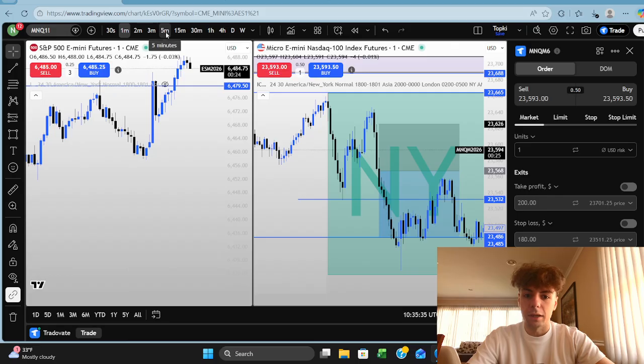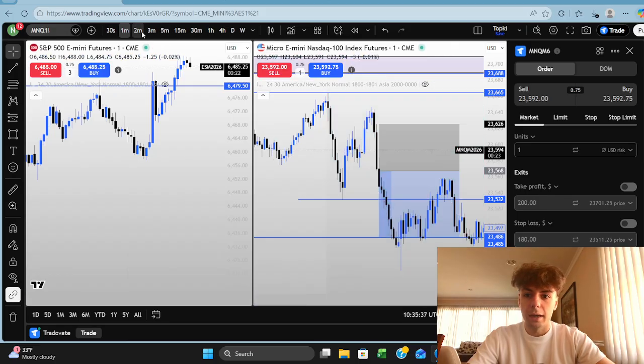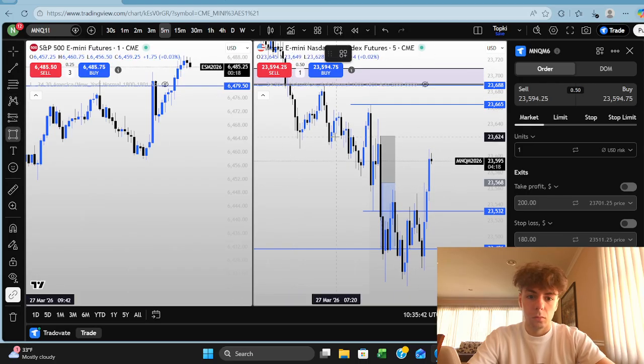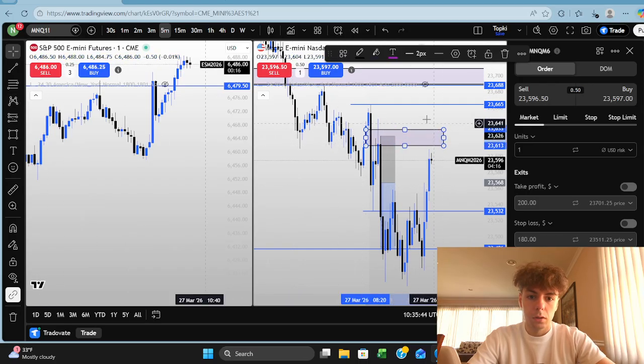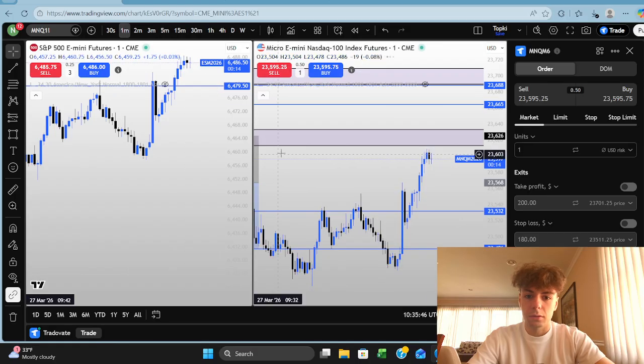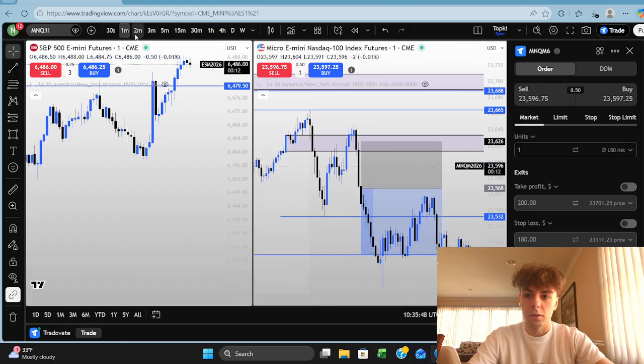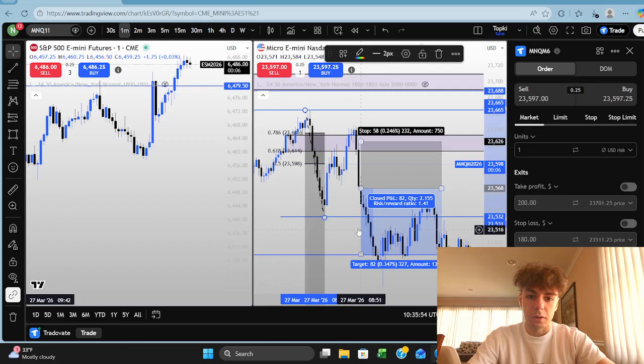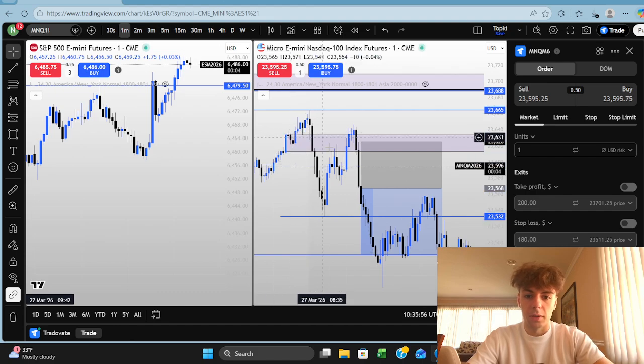So I marked out some of the gaps. And the first gap that we had was a 5-minute, which was right here. So I wanted to see a retrace, a strong retrace, and then a rejection. So what did we get? We got our retrace. We hit the 0.786 level. We tapped it. We started to come back down. We filled in this 5-minute.